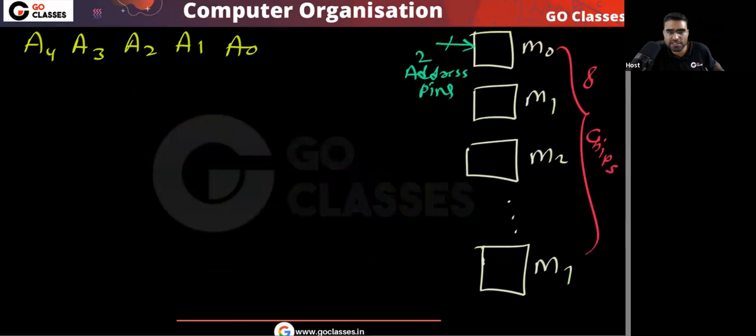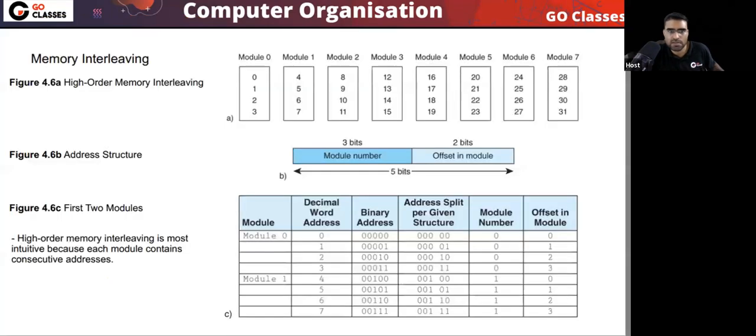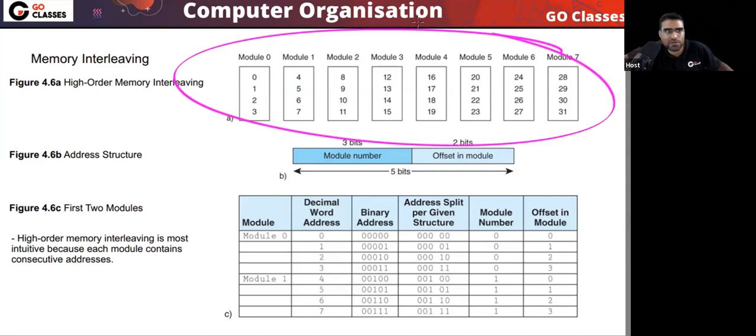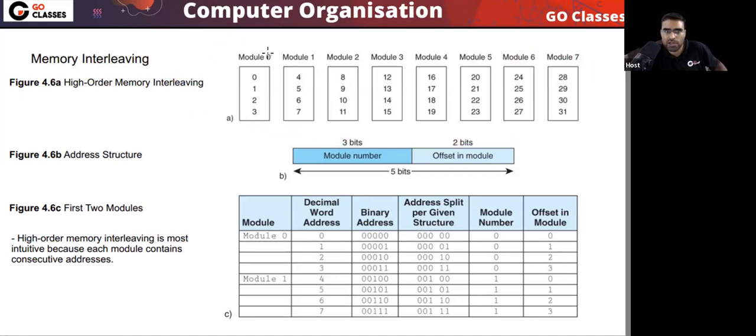So this is your complete chapter. I hope you understood all these things. So we have seen high order memory interleaving. In high order memory interleaving, within a module, you have consecutive addresses, right? Within a module, consecutive addresses, and so on. Okay, so this example we have seen. Total 8 modules.